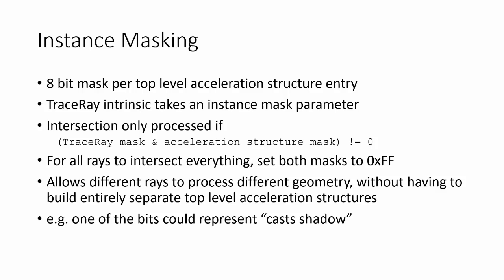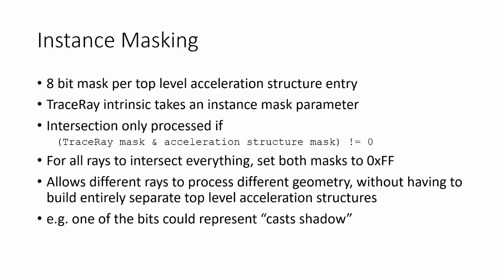This is a great way to do things like flag specific objects to say, I want this to participate in my diffuse rendering, but not to cast shadows. And just have a bit that says, is this object a shadow caster? And then when you cast your shadow rays, you can just set that bit and off it goes.